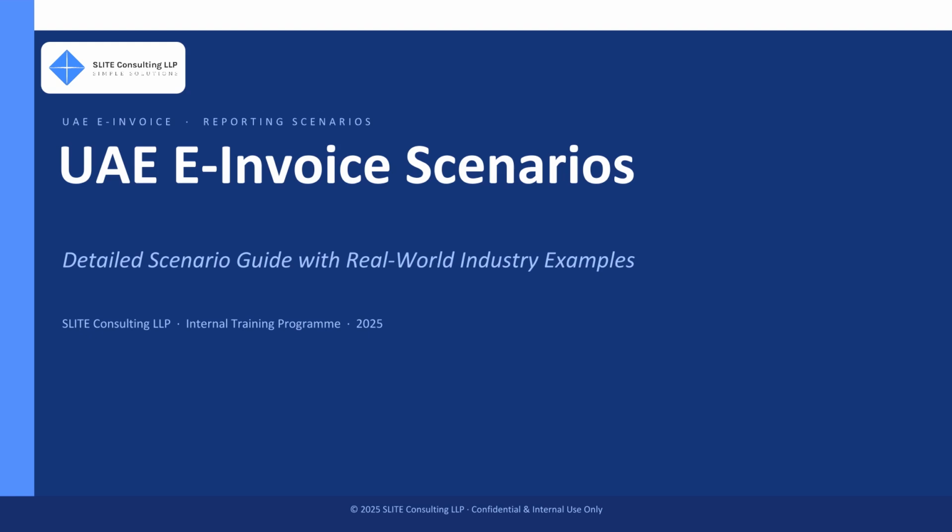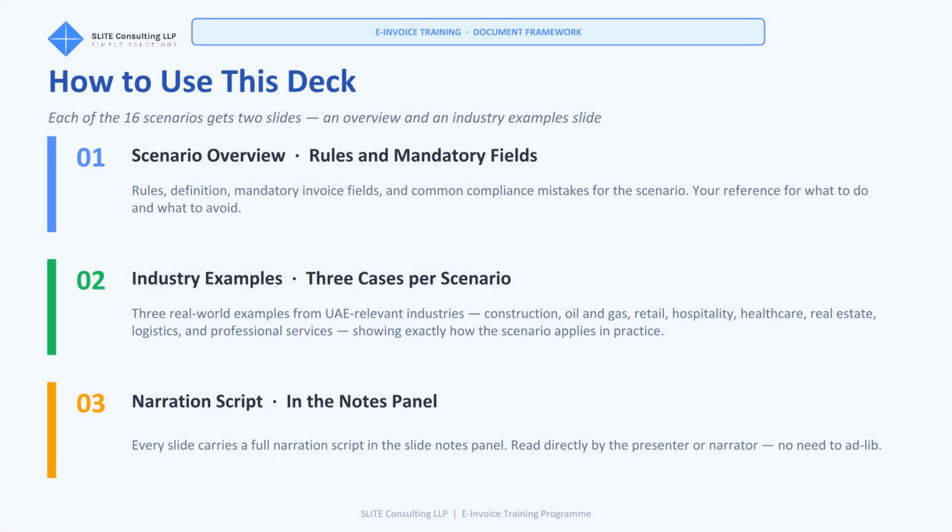Let us begin. Before we dive in, a quick word on how this deck is organized. The 16 scenarios fall into 3 groups: 12 tax invoice subtypes, 1 commercial invoice, and 3 credit notes. Each scenario gets 2 slides. The first walks through the rules, mandatory invoice fields, and common compliance mistakes, your reference for what to do and what to avoid. The second brings it to life with 3 real-world examples spanning construction, oil and gas, retail, hospitality, healthcare, real estate, logistics, and professional services.